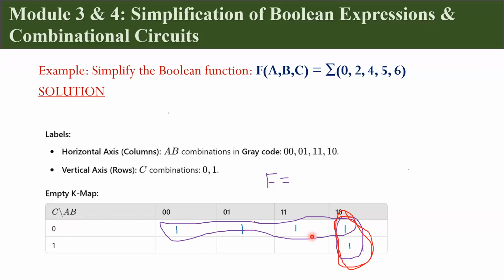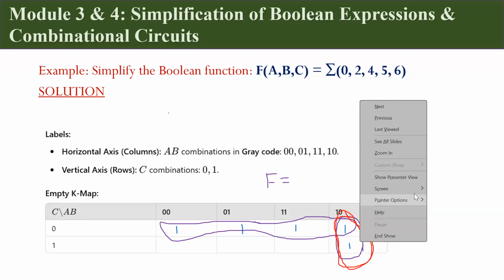Look at it. This is C bar. This is C. So it couldn't have been a C bar. Okay? So what do you think it is? B bar. Just B bar alone? A, then B bar. A, B bar.